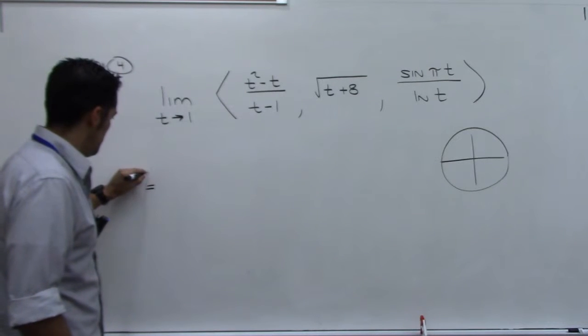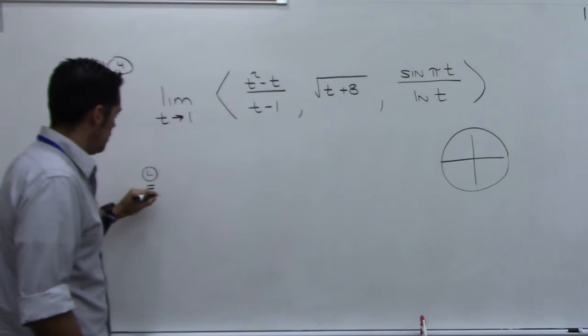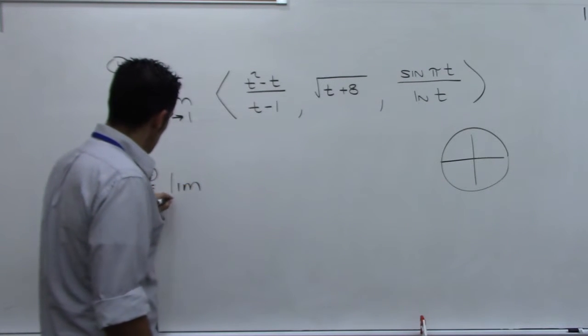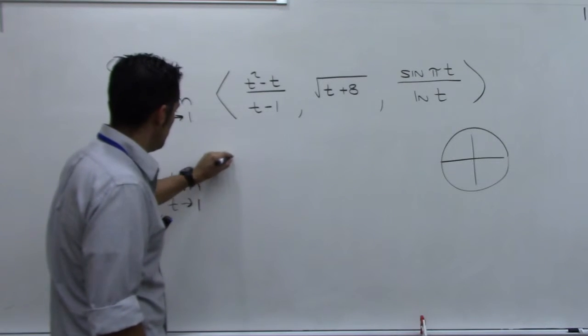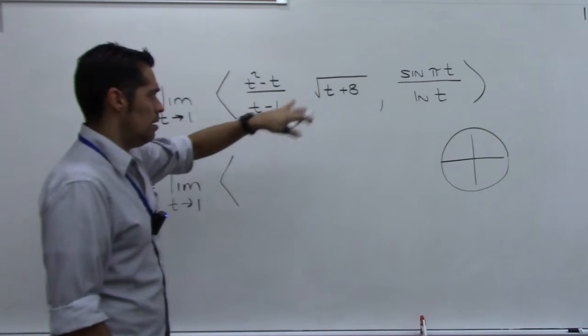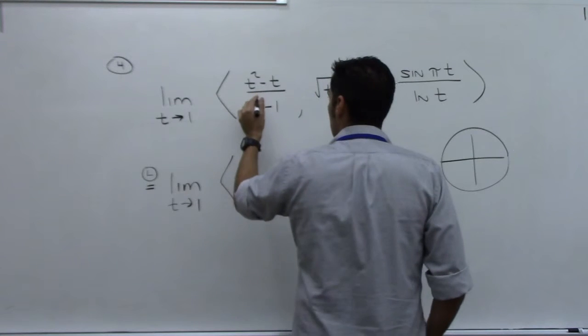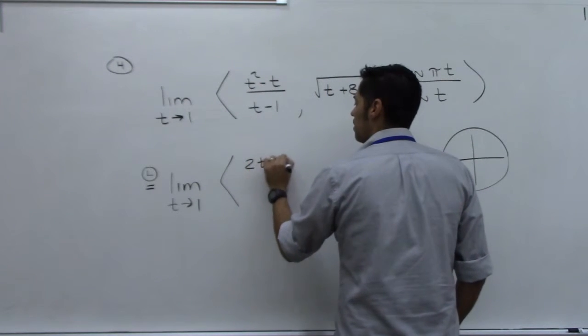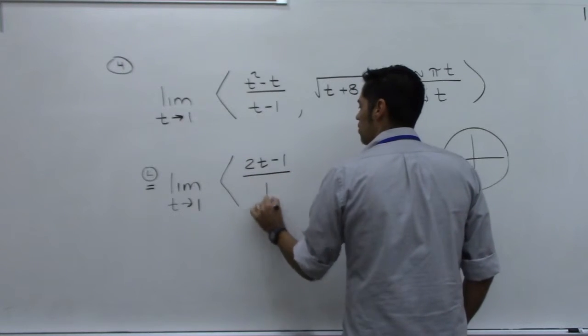you draw an L or an H here. I'll draw an L, I guess, for L'Hopital. A lot of books use H, but I've always used L. I don't know why. t goes to 1. I'm going to do L'Hopital's rule on any of these that have a problem. So the derivative of the top here is 2t minus 1, and the derivative of the bottom is 1.